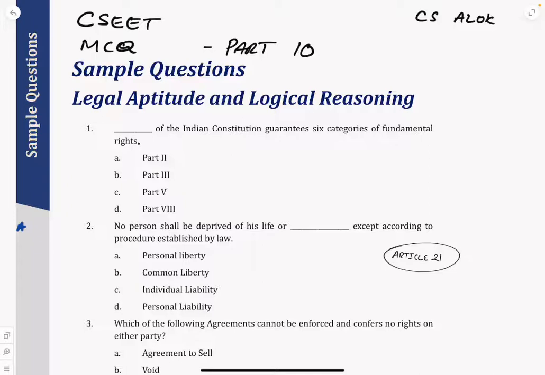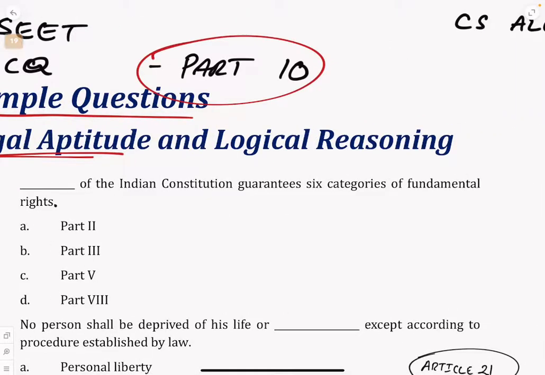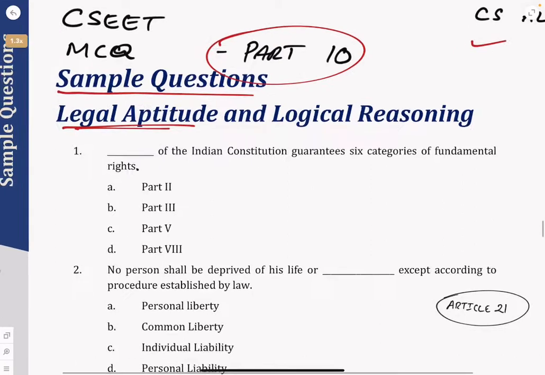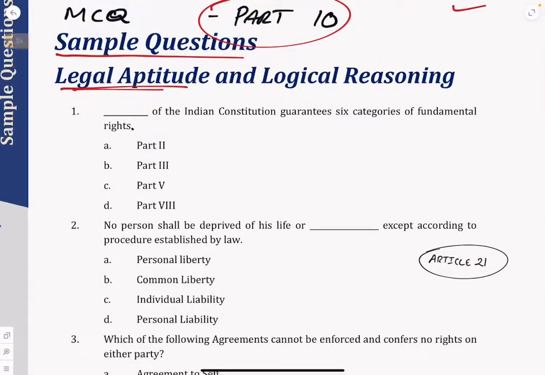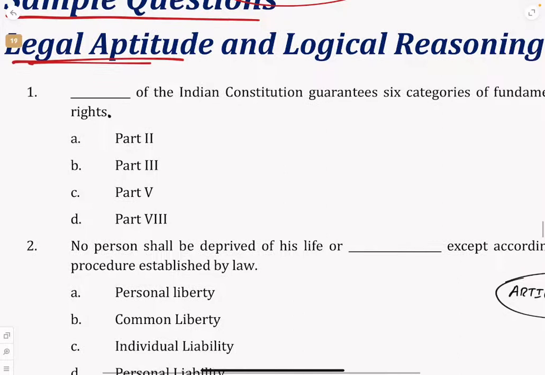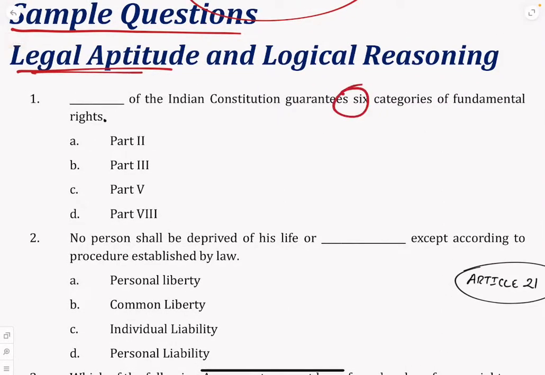To the MCQ solving, that is sample questions for legal aptitude. This is part 10 of the series and I am CS Alok who will be discussing these MCQs. So in legal aptitude, as you know, it is a basis for all your law subjects which we study in company secretary course. So the first question here is, dash of the Indian Constitution guarantees 6 categories of fundamental rights.